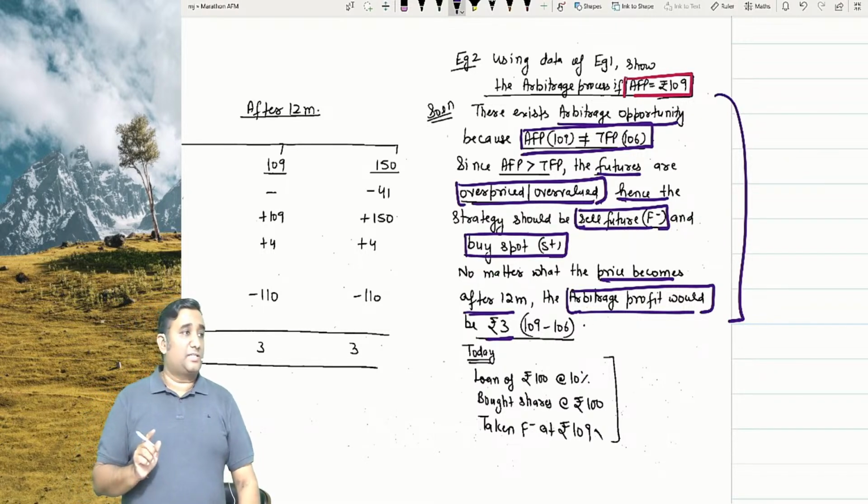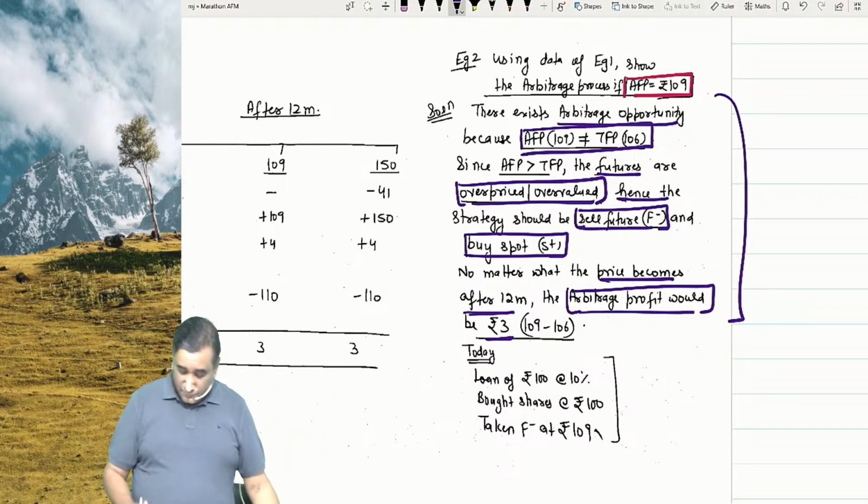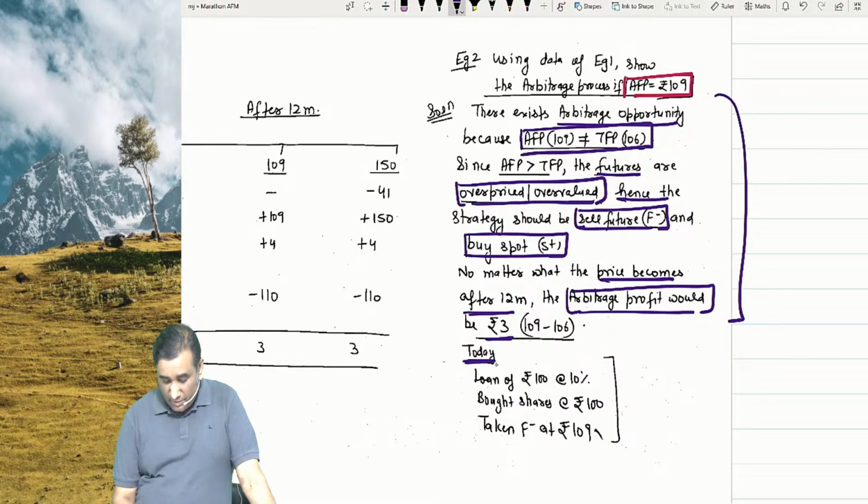Arbitrager never takes money from his home. He'll borrow, invest, create a strategy. At the end, everything would come back to him. If I go today, a loan taken of 100. He'll take a loan of 100, cash inflow, buy the stock at 100, inflow and outflow get cancelled. Then bought the share at 100, taken F minus.